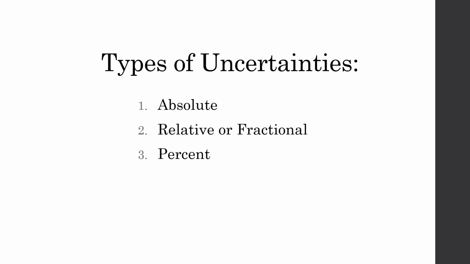So there are 3 main types of uncertainties that we're going to discuss in this lab. Those are absolute uncertainty, relative or fractional uncertainty, and percent uncertainty. We're going to start with the first one, which is probably the simplest as well, and that is absolute uncertainty.